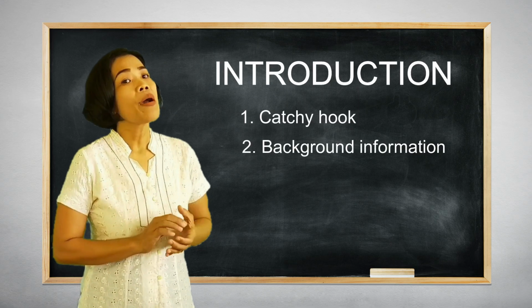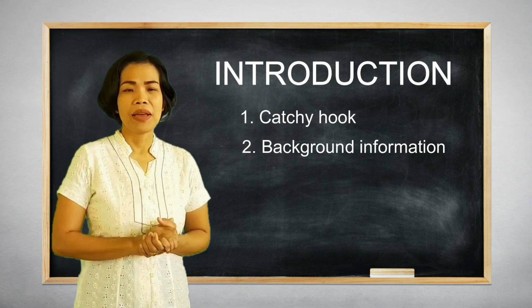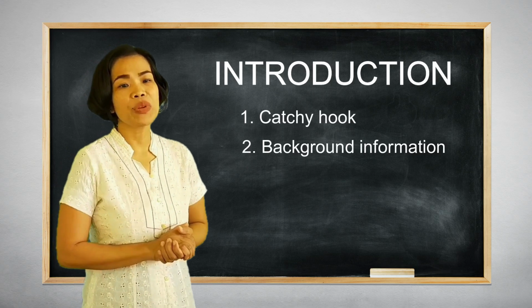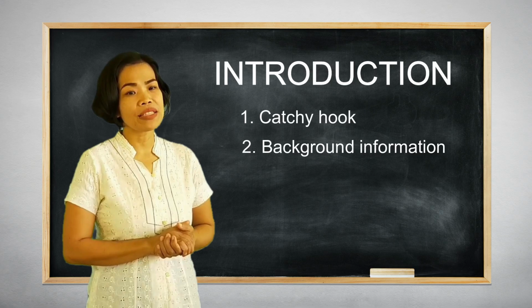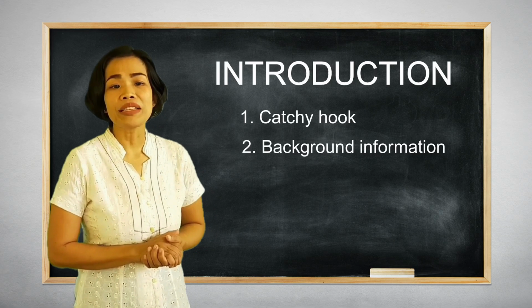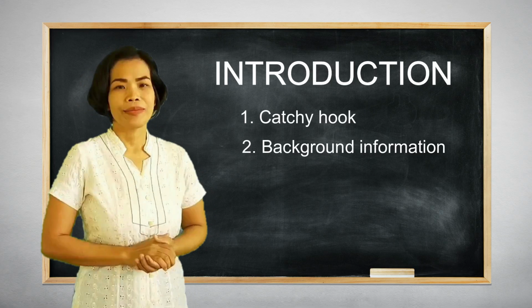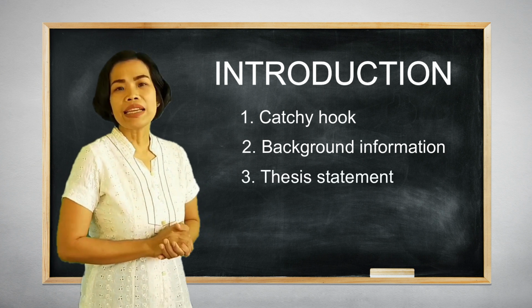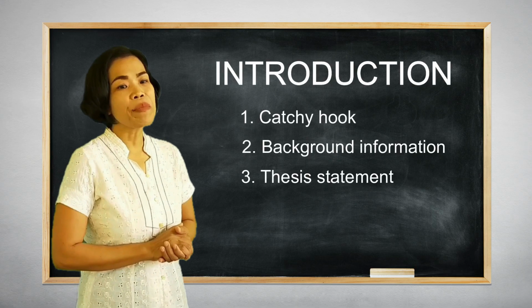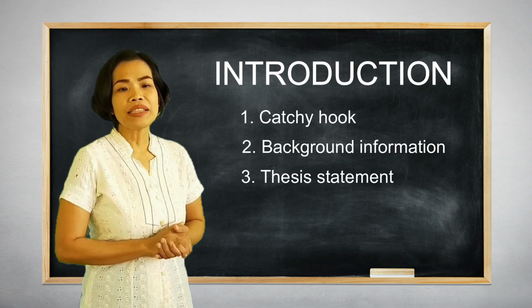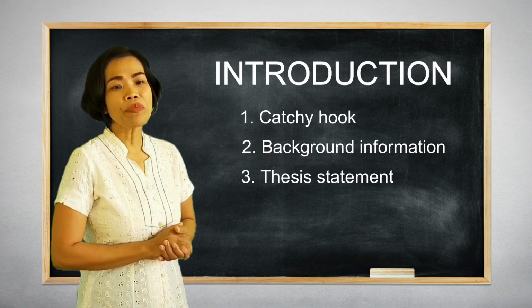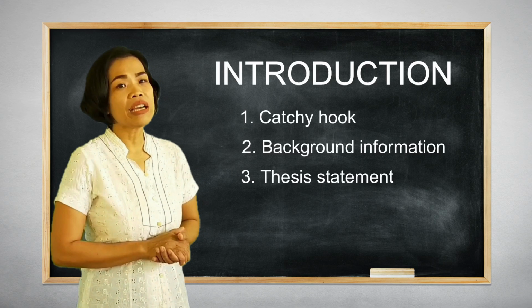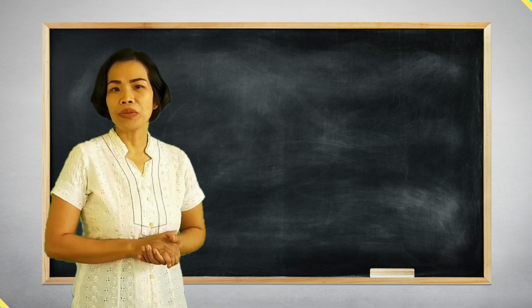Number 2, background information. It means you have to familiarize your readers with the content of your persuasive essay by giving them context to your argument. Number 3, thesis statement. It is a clear and concise statement of your main argument. Your thesis will also serve as your roadmap for the rest of your essay, giving the readers a general idea of the path your argument will follow.